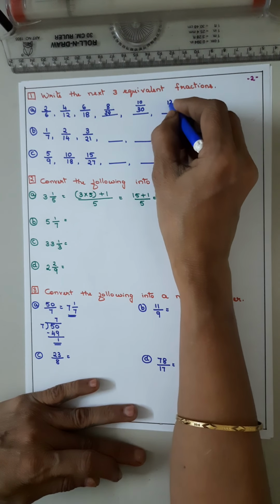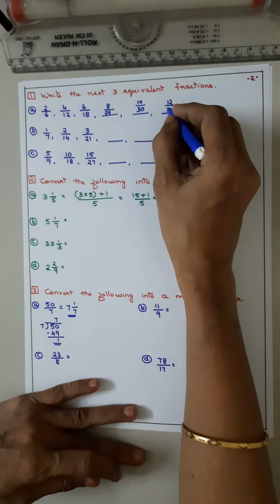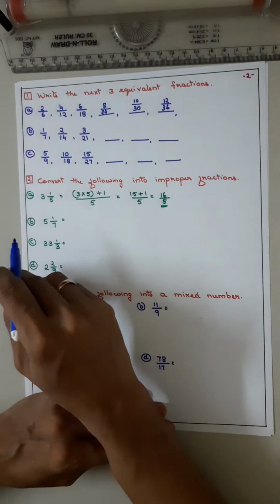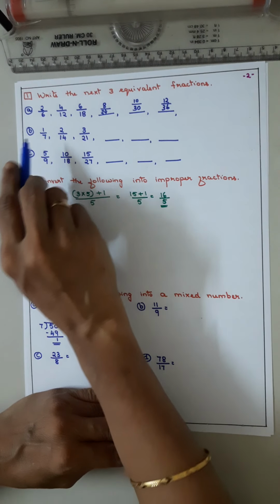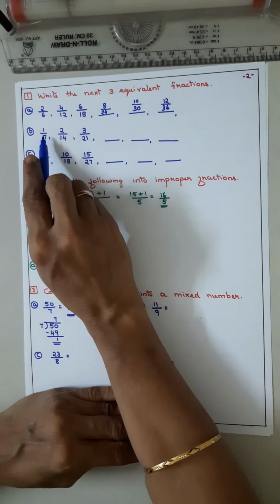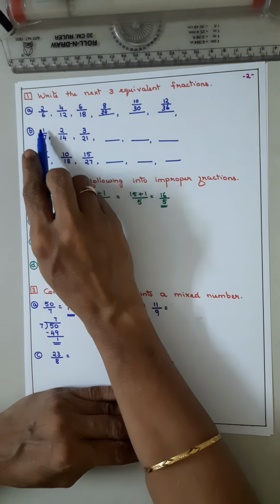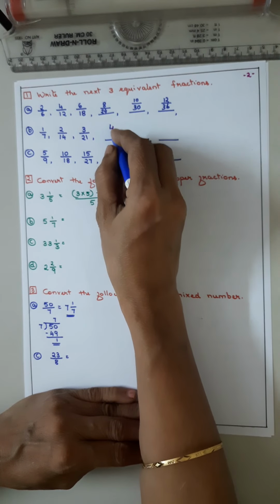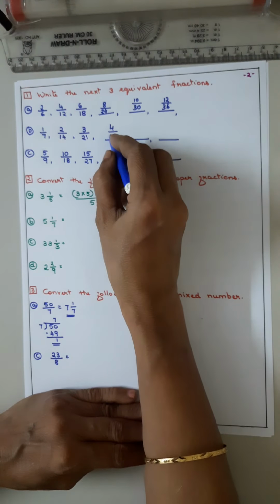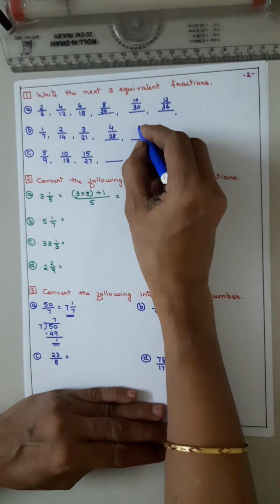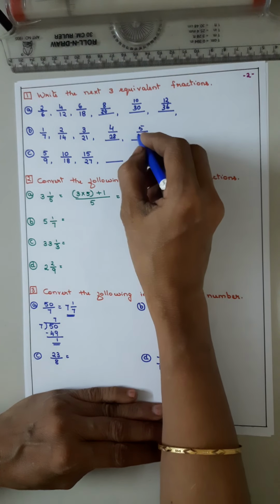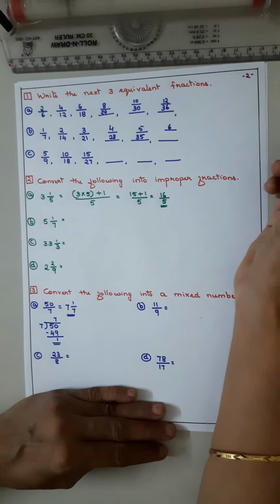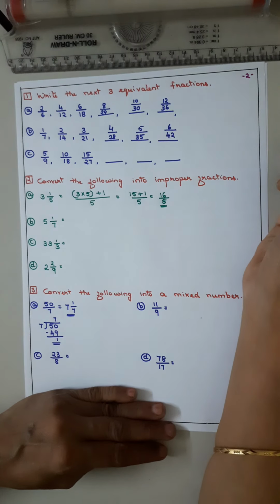2 6s are 12, 6 6s are 36. Understood? Now 1 by 7, look at the numbers: 1 2s are 2, 7 2s are 14, 1 3s are 3, 7 3s are 21, 1 4s are 4, 7 4s are 28, 1 5s are 5, 7 5s are 35, 1 6s are 6, 7 6s are 42.